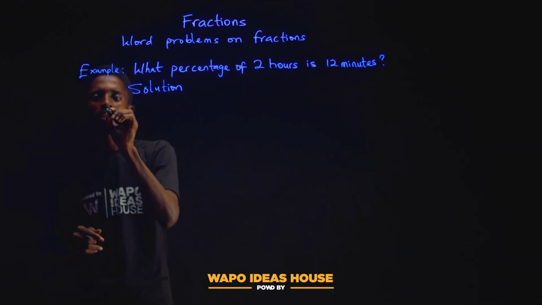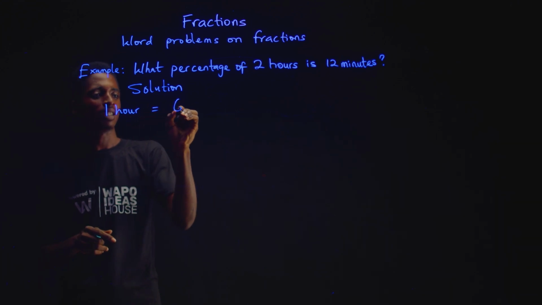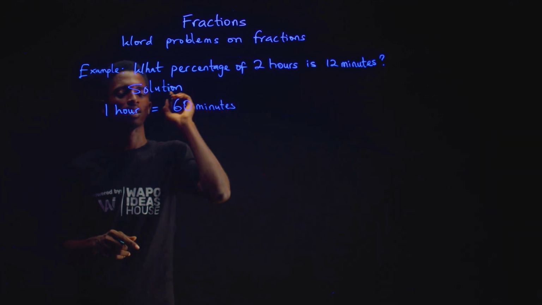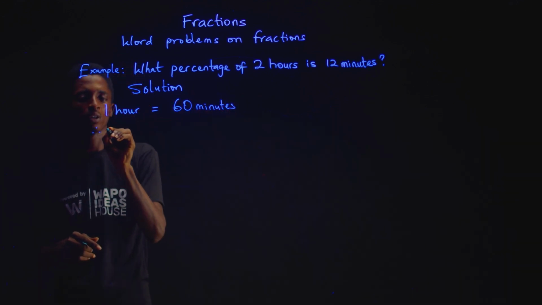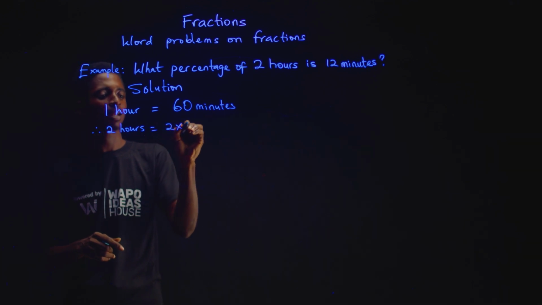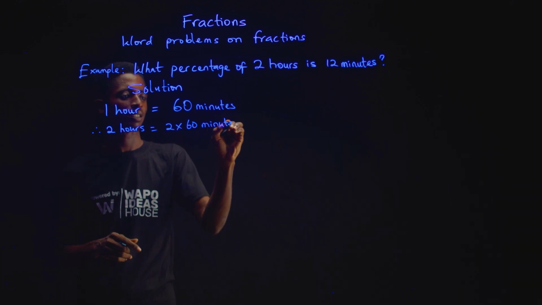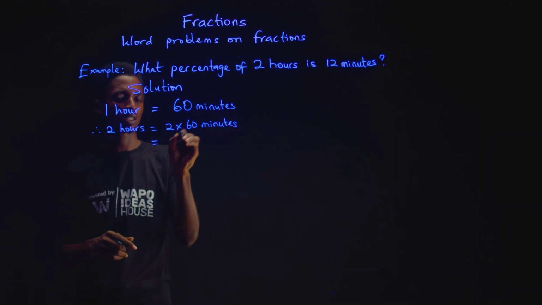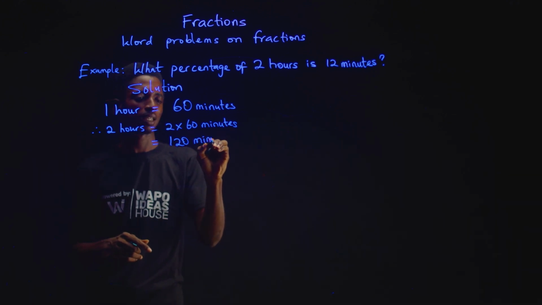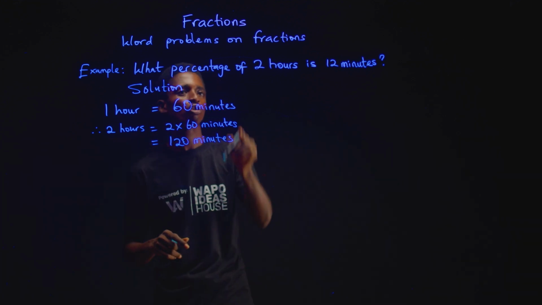We know that 1 hour is 60 minutes. Therefore, 2 hours becomes 2 multiplied by 60 minutes. And this would give us 120 minutes. Now we can go to the question.